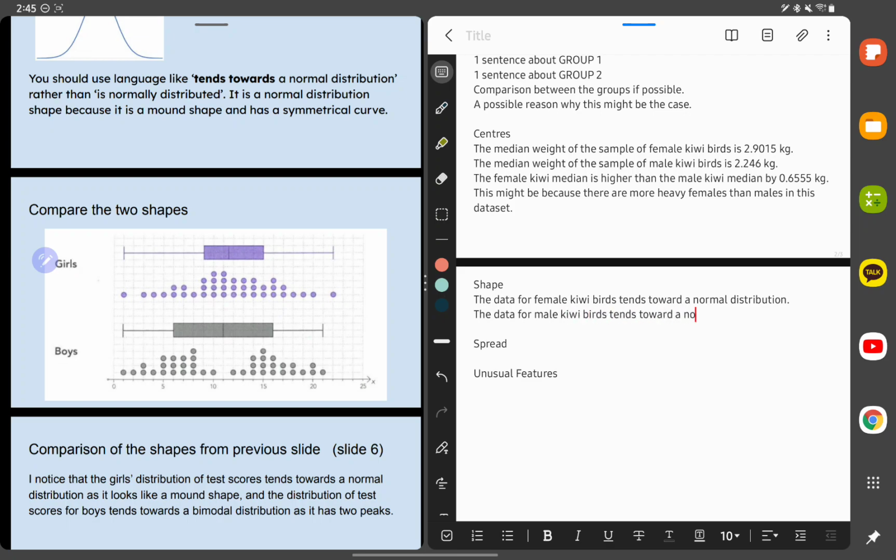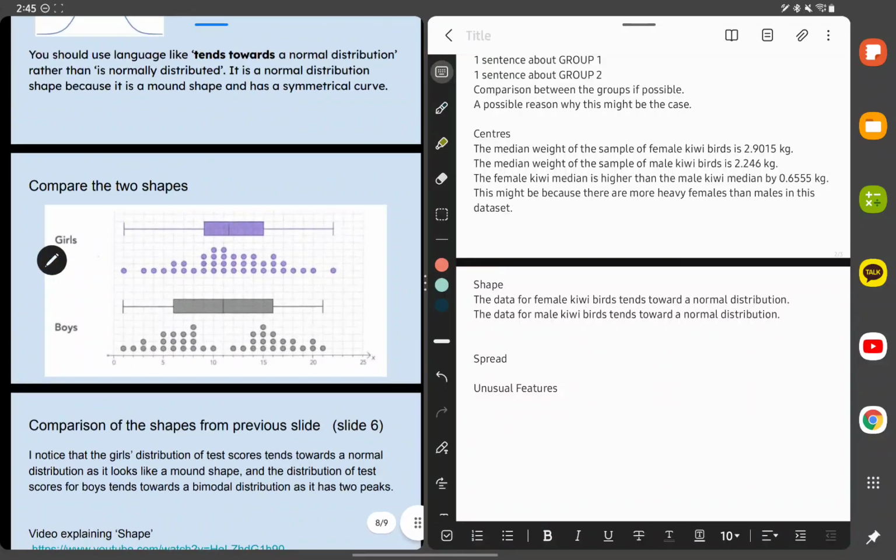tends toward a normal distribution, right? I know that's not being particularly clever with our sentences, but that's fine. We are just reporting. This analysis is a report of our findings and of the data. It doesn't need to be a riveting read, so we don't need to get too creative about it.